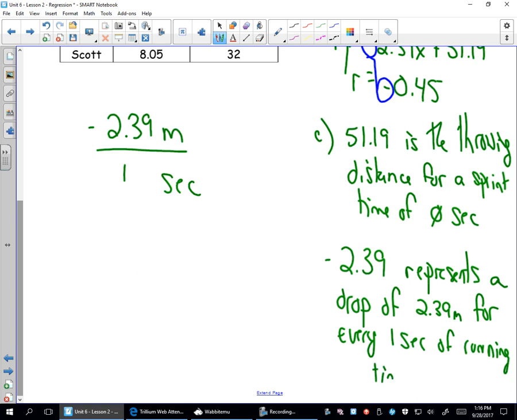So why is that important? Well, I can use that for predicting. So basically, if you're slower, every second slower you are, your throwing distance is shorter by 2.39 meters. So it's kind of a useful number. I can say, well, if it took you 10 seconds to run something, well then if you're an 11-second person, you throw shorter. You can't throw quite as far. Okay.